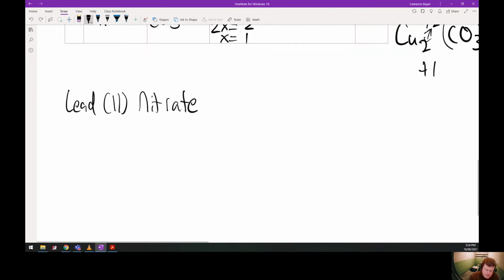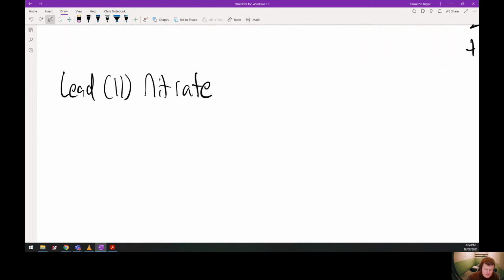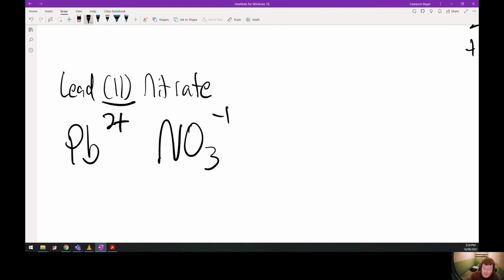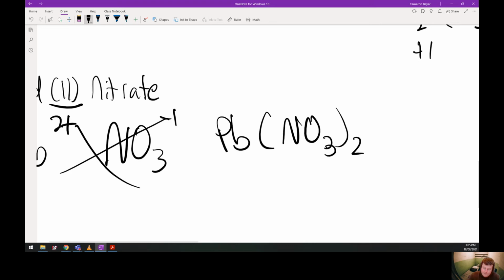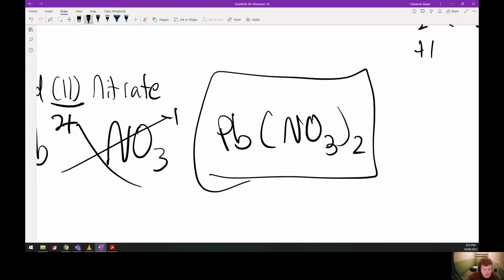Just going to lead nitrate, this one's a little bit trickier as well. But all I need to do is write down, again, its charge. So I've got Pb. The 2 here tells me that's +2. Nitrate, NO3, it's a -1 charge. Again, going back to that table, we do our crossover. Now we have Pb. I put in brackets my nitrate because I already know there's going to be more than 2. So therefore, that is now lead nitrate.